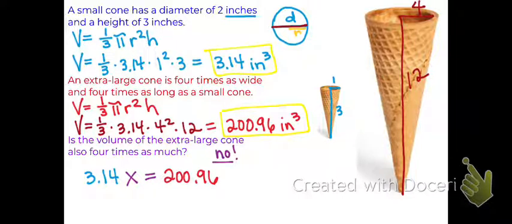So to solve this equation, we're going to undo the multiplying by 3.14, by dividing by 3.14. And we see that it is 64 times bigger than the small cone volume. Definitely not just 4 times as much.